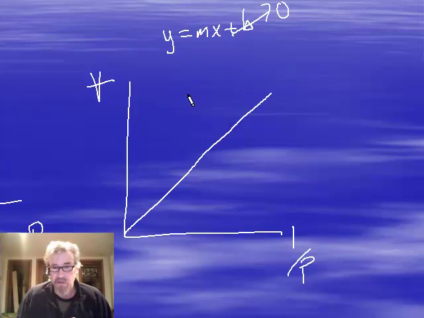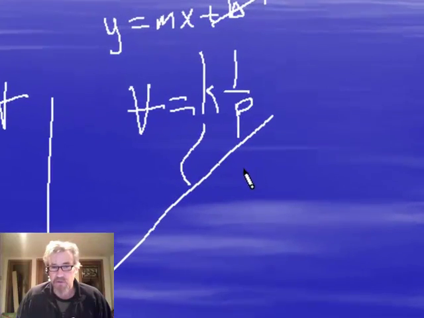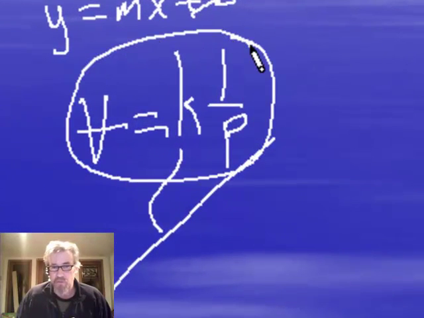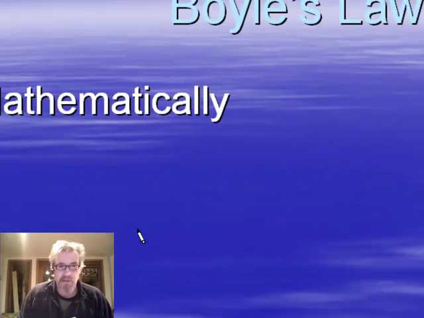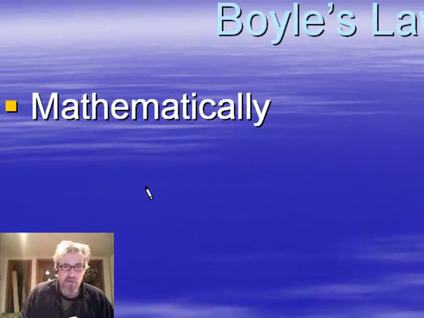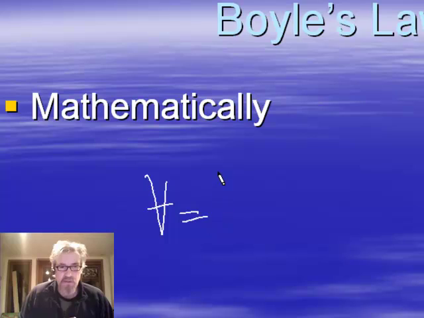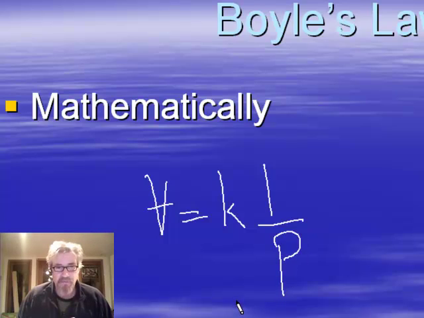And on the y-axis, it's volume. The slope of this line is a constant. We're going to call it k. That's just the slope of this line is all that is. And then what's on the x-axis is the inverse of pressure. That's what we call an inverse proportionality. So mathematically, we can express Boyle's law this way. We can say volume is equal to a constant number, the slope of a line, times the inverse of pressure.